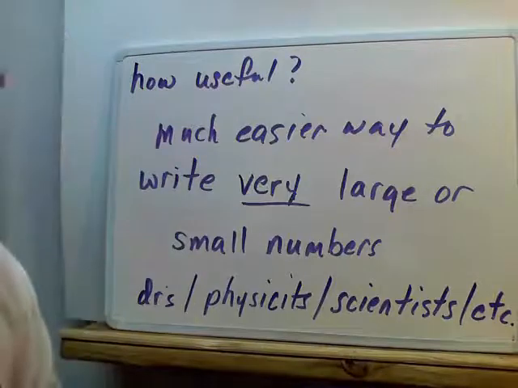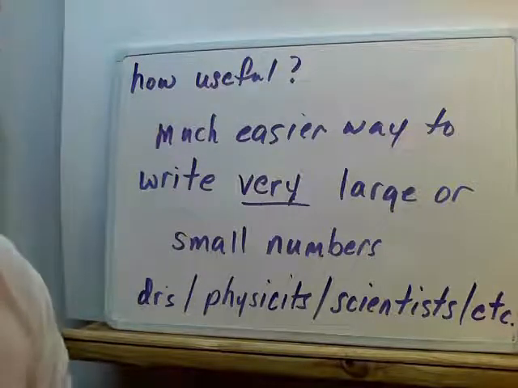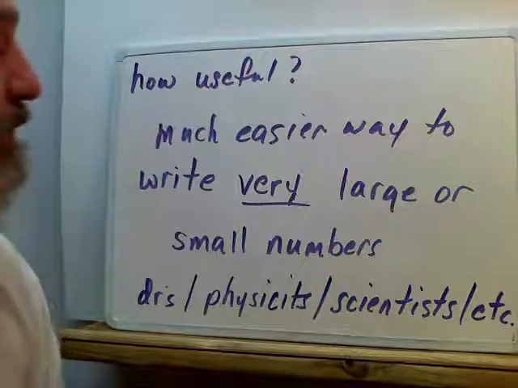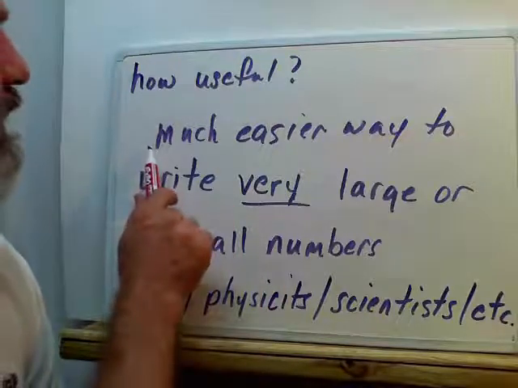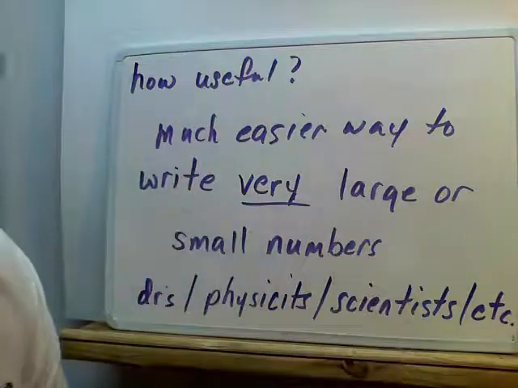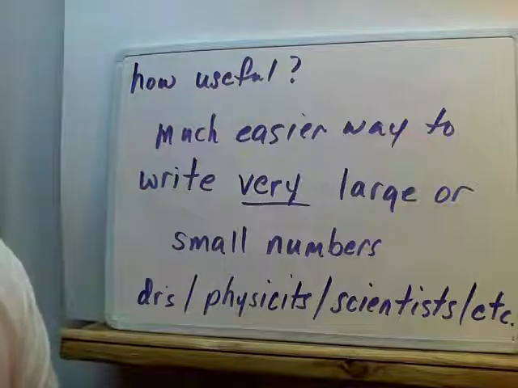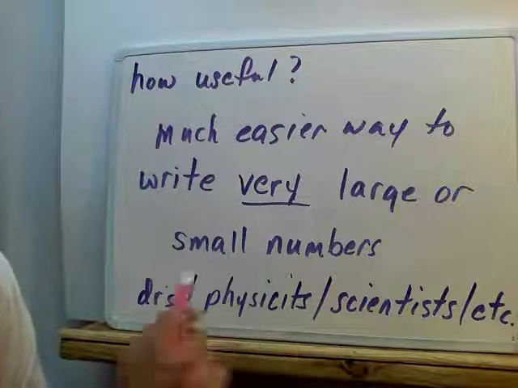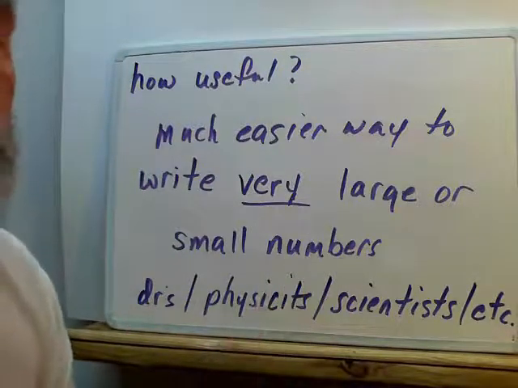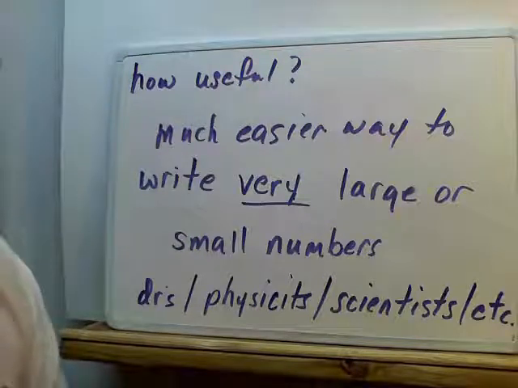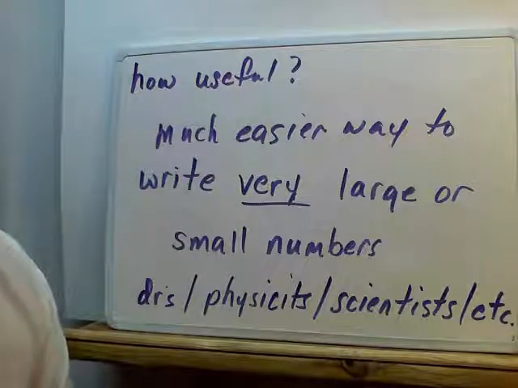And lastly, your essential question: how is scientific notation useful? And the real easy answer to that is it is a much easier way to write very large or very small numbers. Doctors, physicists, scientists, folks like that, mathematicians, use scientific notation often for very large and very small numbers.